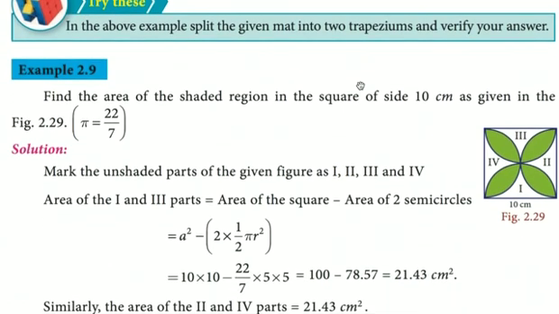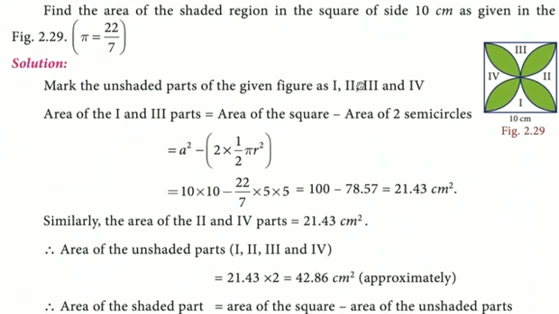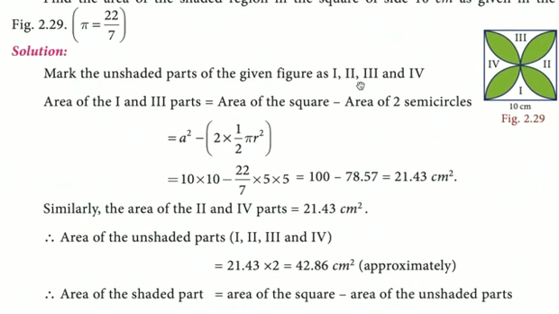Okay. There are so many examples given in this topic, but really interesting topic, right? In the above example, split the given mat into two trapeziums and verify your answer. That also you can do. Find the area of the shaded region in the square of side 10 cm as given in the figure. You have to find the area of the shaded region.